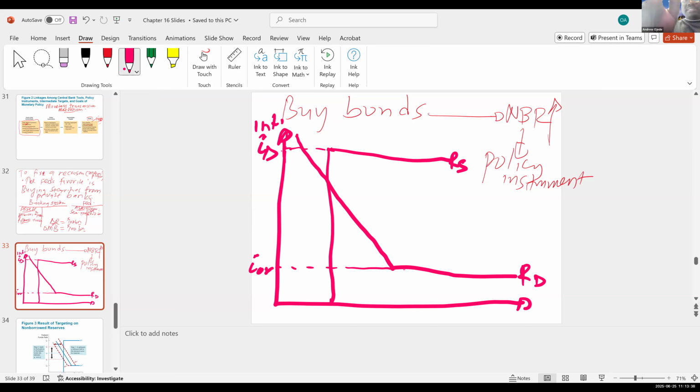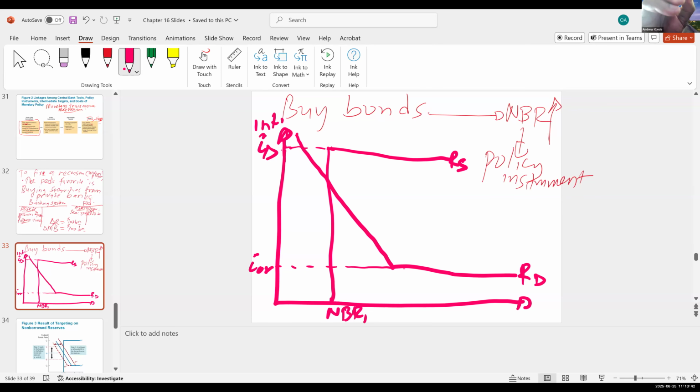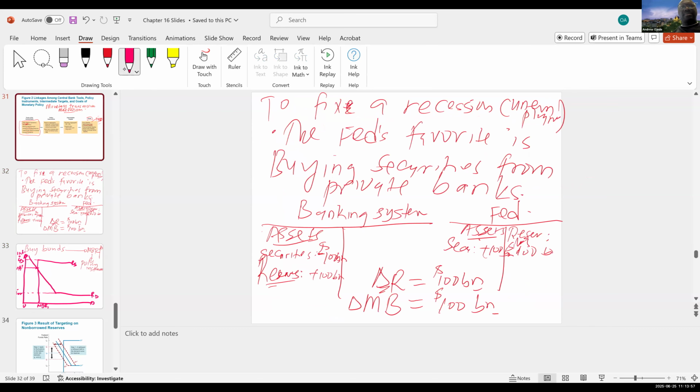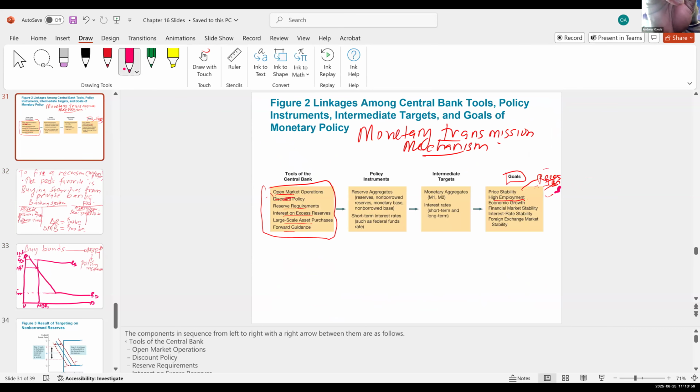So equilibrium is where the supply curve, this is a non-borrowed reserves one, before the Fed bought bonds. So this was the target that the Fed might have had on the federal funds rate, the old equilibrium federal funds rate target. So now we know the Fed wants to lower the interest rate to keep the economy strong because there's a recession. That's where we're going. There's a recession. The Fed has bought bonds.